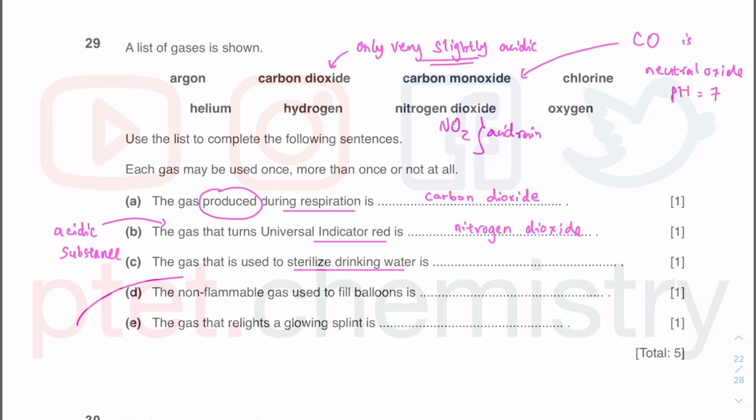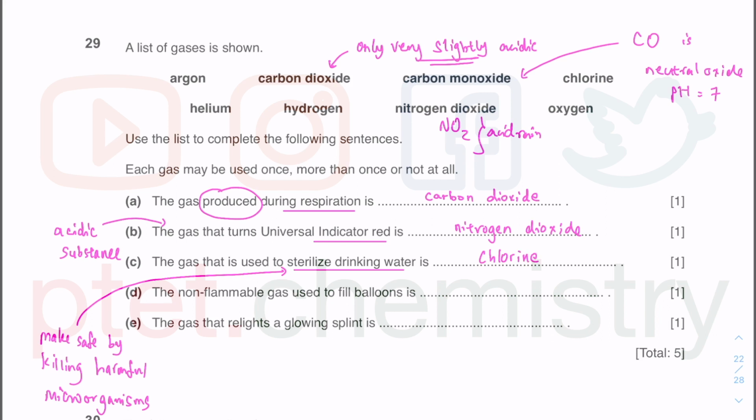The next one, sterilized drinking water. Sterilize means make it safe for drinking, so make it safe by killing or removing harmful microorganisms. So this very clearly points towards chlorine, because we use chlorine in water treatment to kill microorganisms.